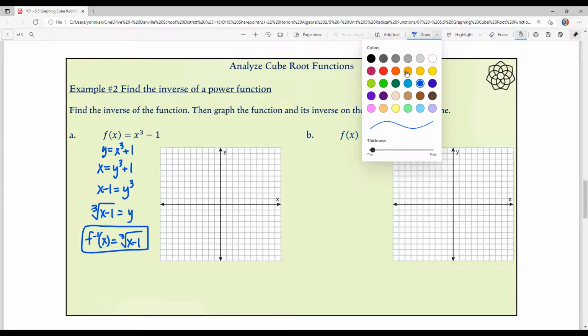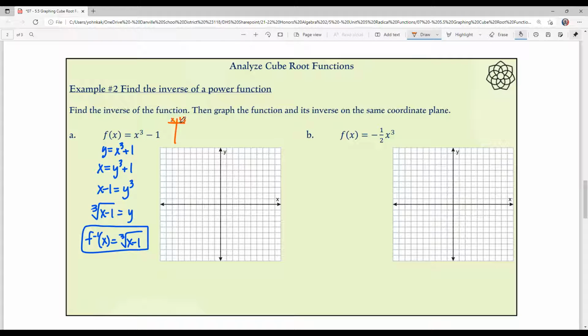All right, let's draw the original in orange. I'll do this one. Okay, so I can make a table. If you have no idea how to graph a cubic, use negative 2, negative 1, 0, 1, and 2. Doesn't matter what you plug in because you're plugging into a cubic, not a cube root. So if I plug in negative 2, that's negative 9. If I plug in negative 1, that's negative 2. If I plug in 0, that's negative 1. If I plug in 1, I get 0. If I plug in 2, I get 7.